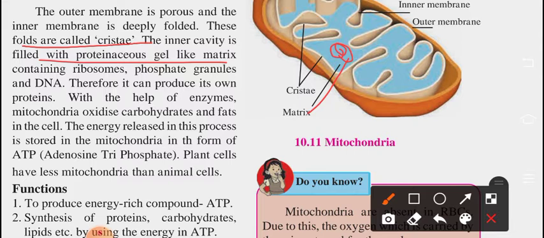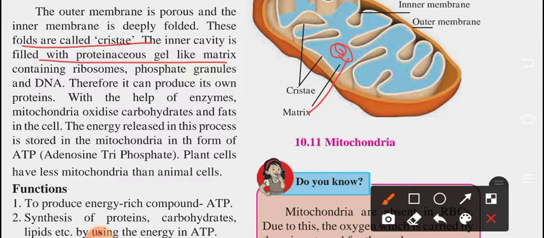With the help of enzymes, mitochondria oxidize carbohydrates and fats in the cells. The energy released in this process is stored in the mitochondria in the form of ATP. ATP means adenosine triphosphate. Obviously, you have all heard this word in plant respiration. Over there also ATP is produced, and here also ATP is there. Plant cells have fewer mitochondria than animal cells.